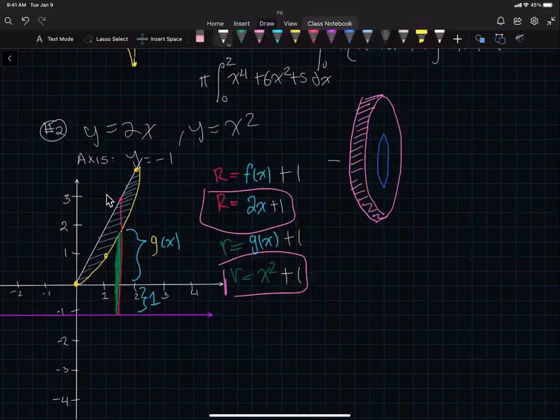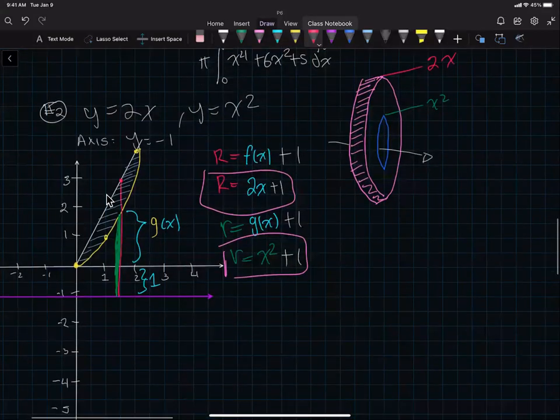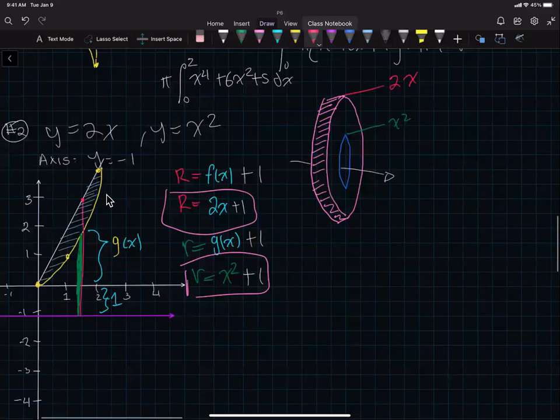And I'm just going to make a brief sketch here. That's obviously not to scale. But this one is basically x squared. And this one's going to be my 2x, right? So those are the functions, basically. I'm just defining the functions. And what I'm doing is I'm subtracting the larger minus the smaller.